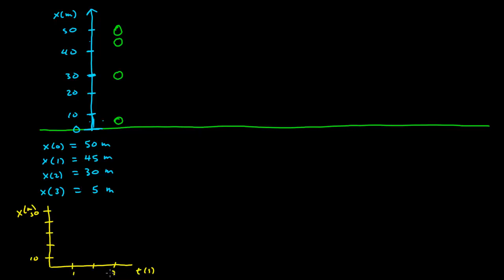That's 3. So where was this object? I'll do green dots again. At 0, it was at 50. At 1, it was at 45. At 2, it was at 30. And at 3, it was at 5. So the graphical representation of my system looks something like that. Okay, that's all fine and good. What I'd like to emphasize is that we did not have to put the coordinate system in that way.